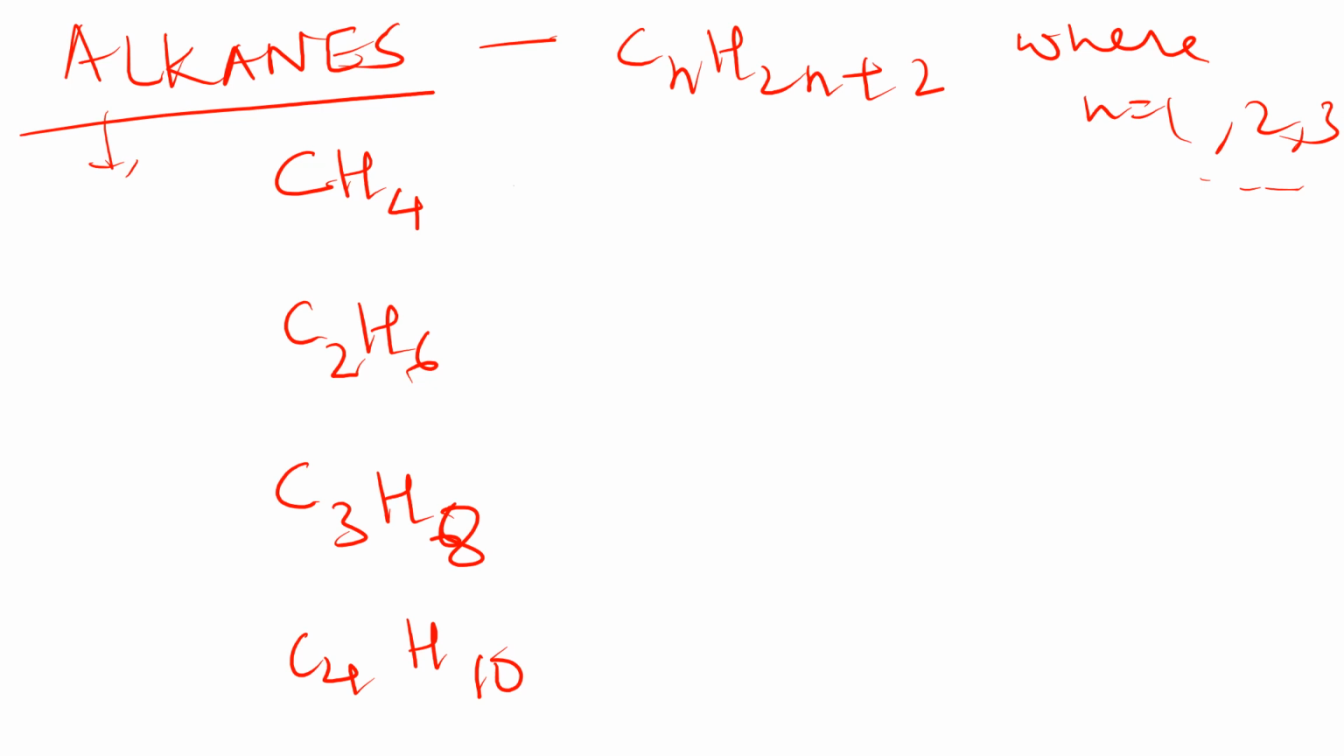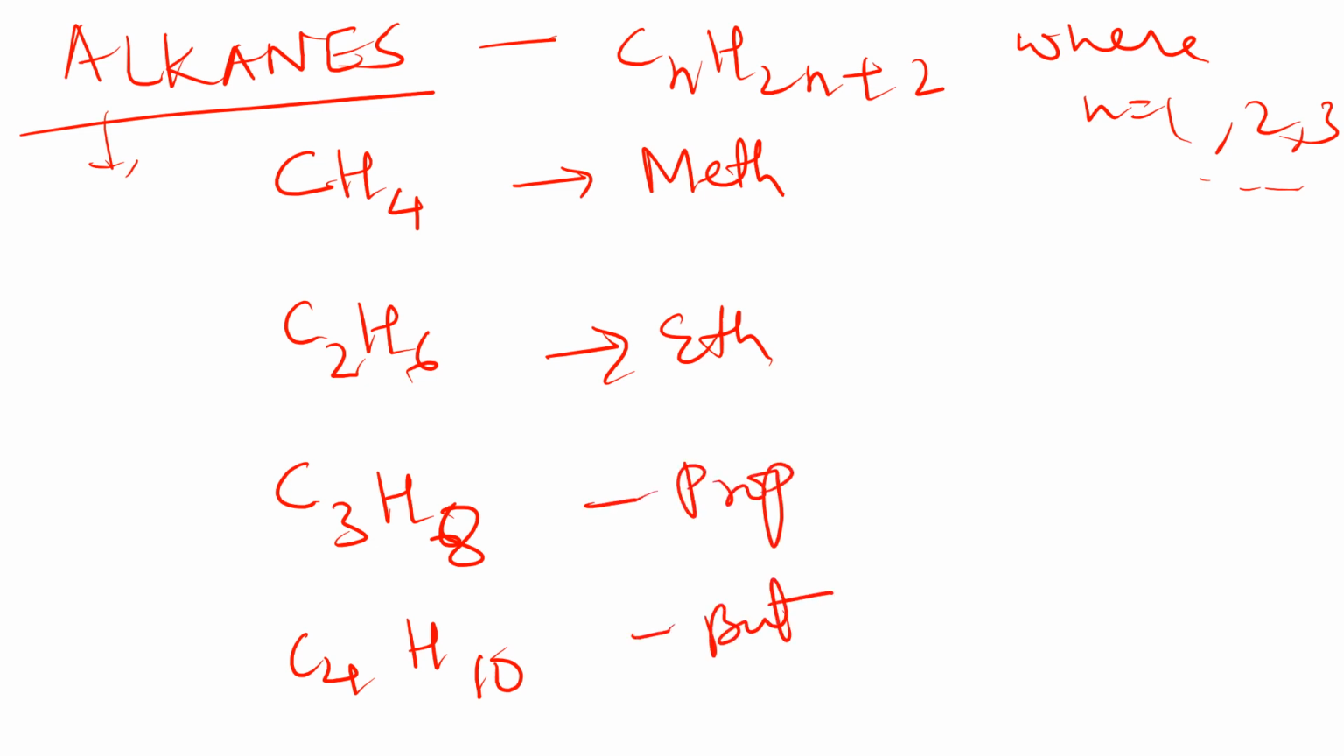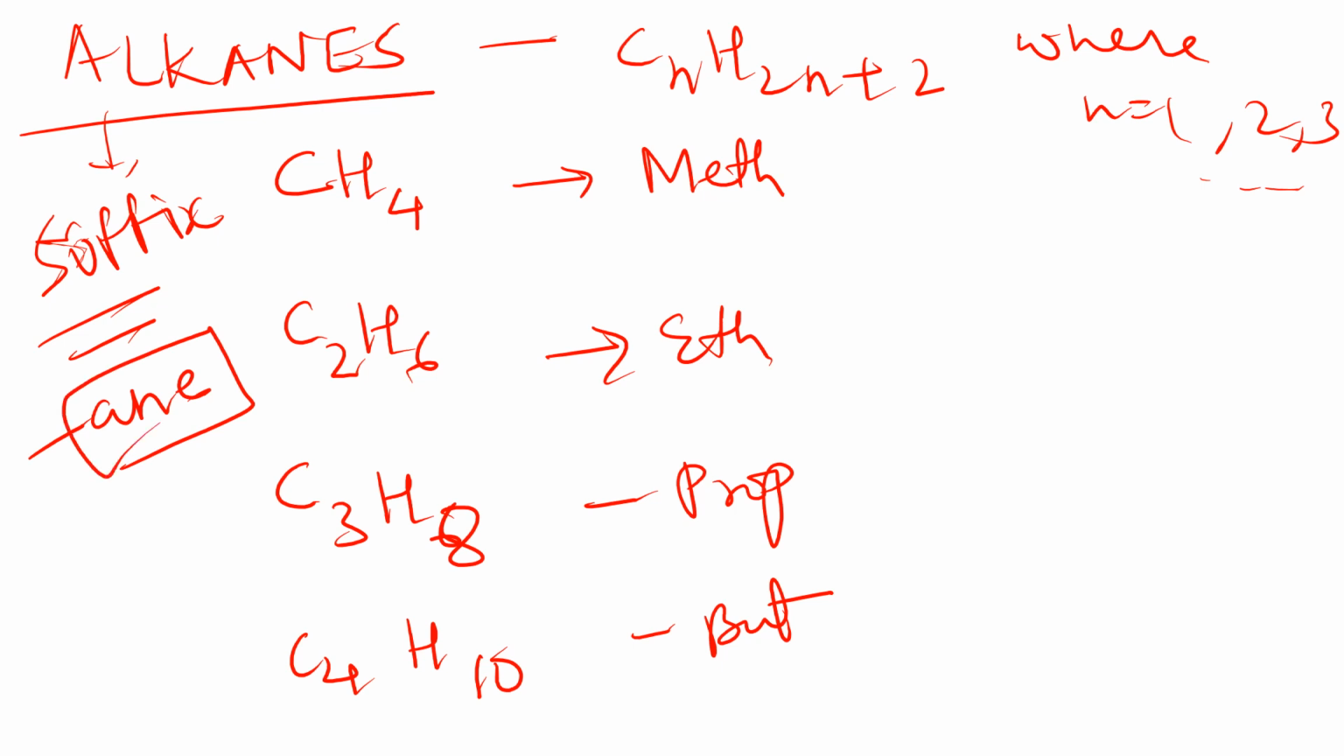As I said, 1 carbon atom is meth, 2 carbon atoms eth, 3 carbon atoms prop, 4 carbon atoms but. In alkanes we use the suffix ane. In each chain we add ane, so it's methane, ethane, propane, and butane. Now alkanes have single bonds. I'll tell you about it in the next video. Thank you so much.